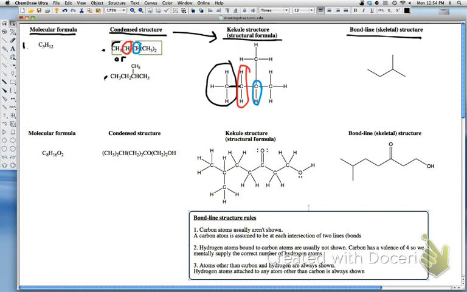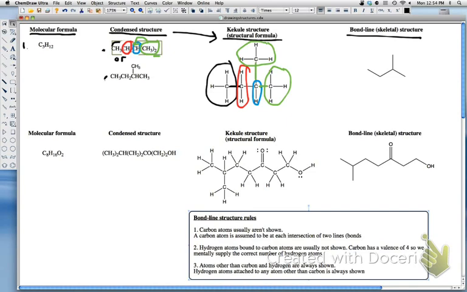The carbon in blue has one H, so carbon has to have two more bonds, and that's where these two CH3s come in. If you see that 2, it means both of these methyls are connected to that carbon in blue. And here they are: our CH3 in green, our CH3 in green, and they're both connected to that carbon in blue. So that's how we go from the condensed structure to the Kekulé structure.